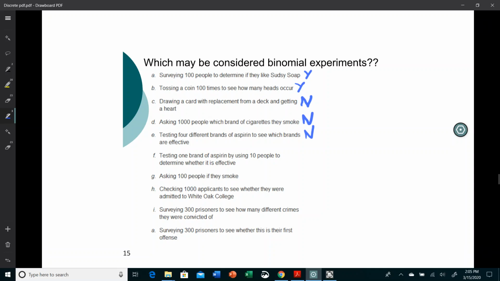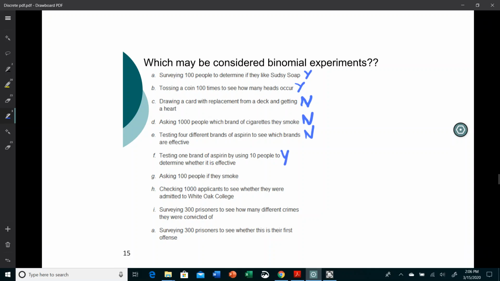Testing 1 brand of aspirin by using 10 people to determine whether it's effective. Oh, that's my phone. Whoopsies. So, yeah, it's effective or not, so that's success or failure. 10 people, so they're going to be independent, and it's also a fixed number of trials, and it's the same aspirin, so the probabilities would be the same from trial to trial, so this is going to be a yes.